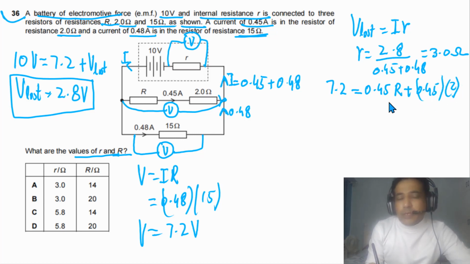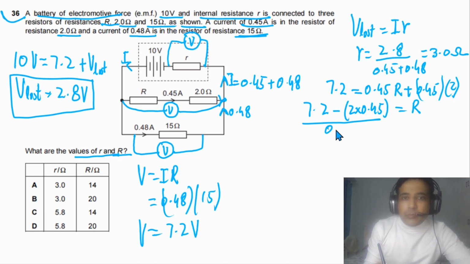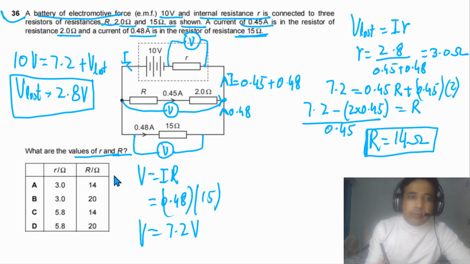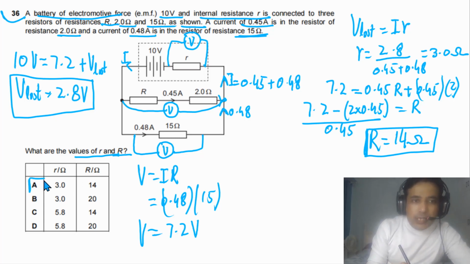Now we need to find out the value of capital R. Simply we can simplify 7.2 minus 2 times 0.45, then this is equal to capital R divided by 0.45. So if we solve this for R, R is equal to 14 ohms. So this is the final answer, the value of capital R. So the answer for this question has to be A, because internal resistance is 3 ohms and the resistance of capital R is equal to 14. So the answer is A.